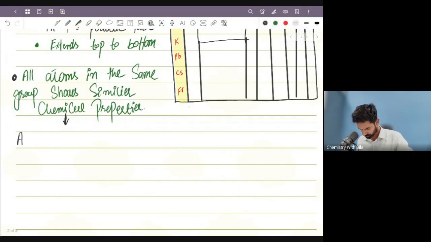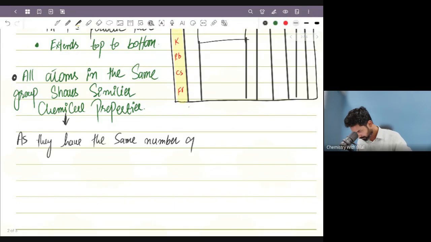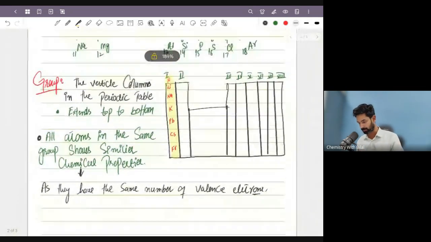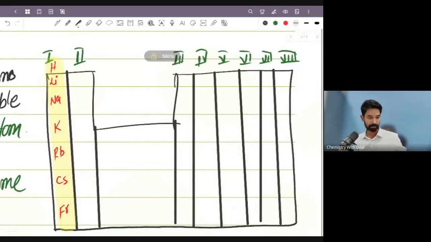Make sense, everyone? Chemical properties depend on the number of valence electrons. So all the members in the same group have the same number of valence electrons, and they show similar chemical properties. Similarly, all atoms present in group 2 have 2 valence electrons. All elements in group 3 have 3 valence electrons. So they all react similarly.